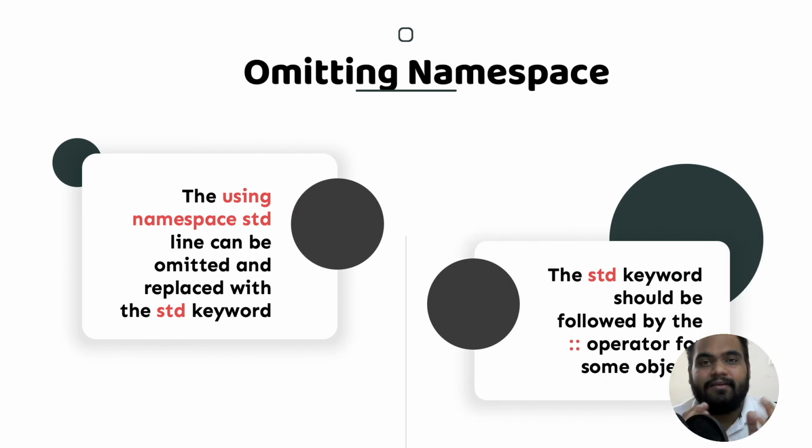Now, omitting namespace. Namespace is something that confuses a lot of people because it's not there in the earlier versions. The using namespace std line can be omitted and replaced with std. When I say std, you are using std as a declaration. The std keyword should be followed by this operator for some objects.